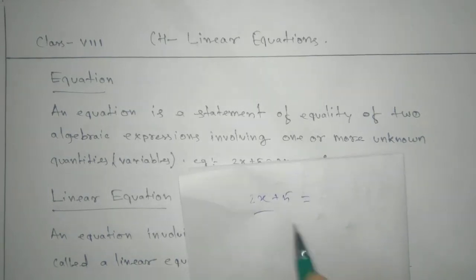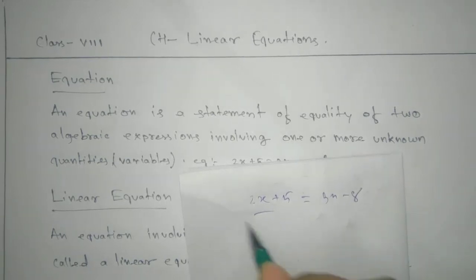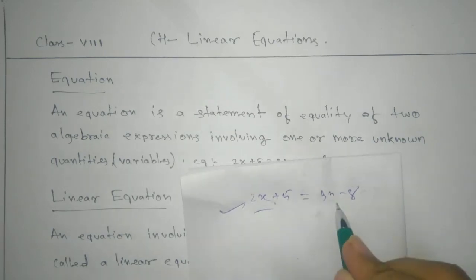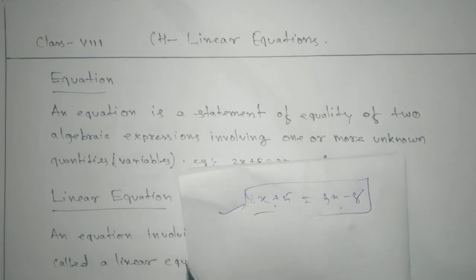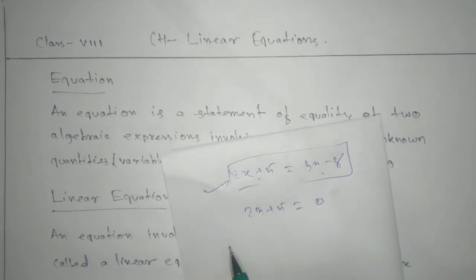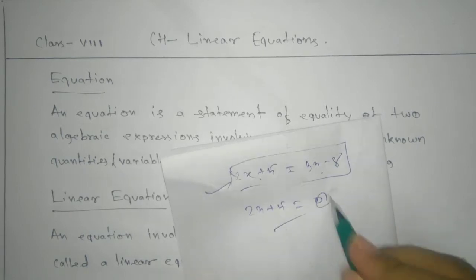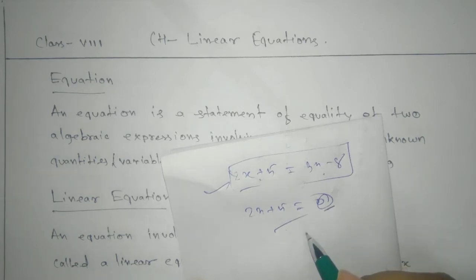Now if we equate it with another expression, then this is called an equation. Two expressions, equate them, and the whole thing will give you an equation. Is it a standard form? No, it is not. We'll discuss later. Now if we take 2x plus 5 and say it equals 0, is it an equation? Yes, it is an equation, because 0 is another expression.